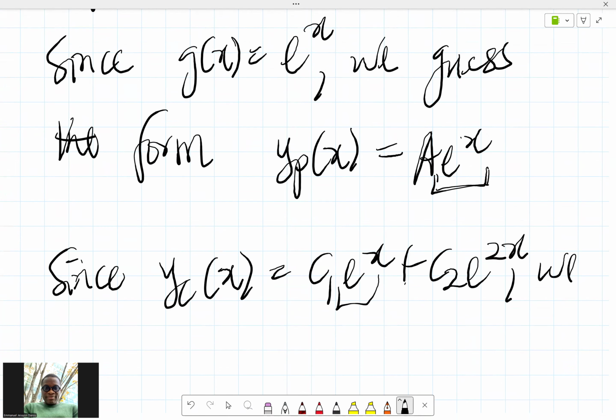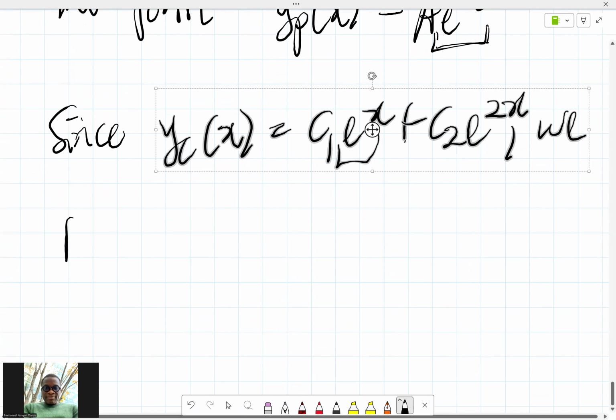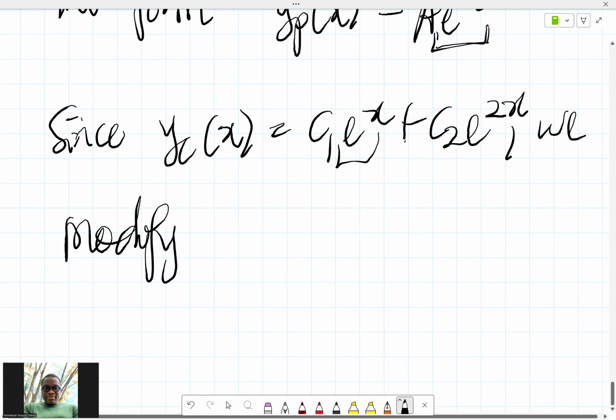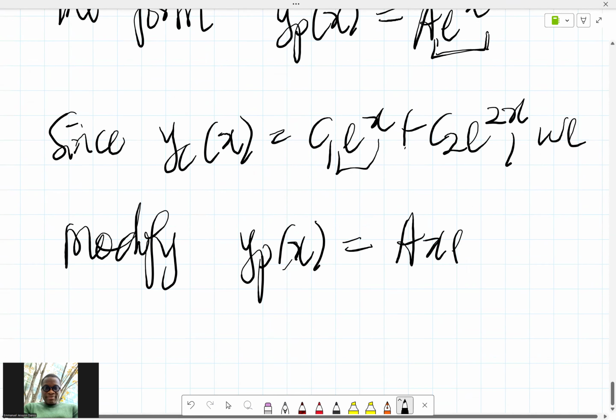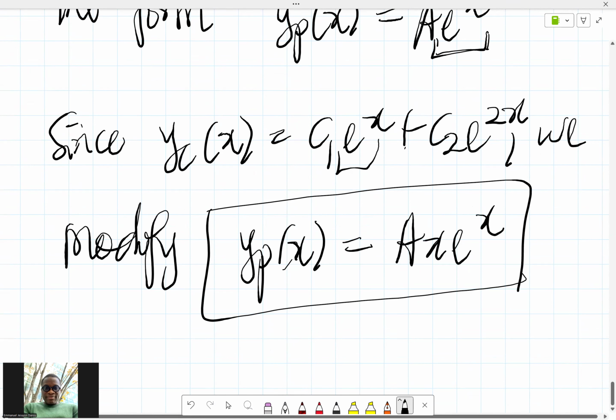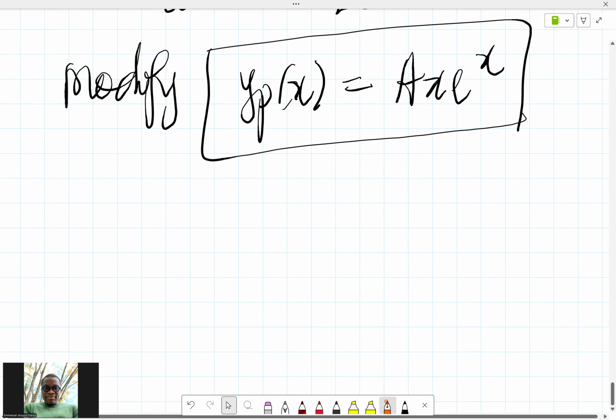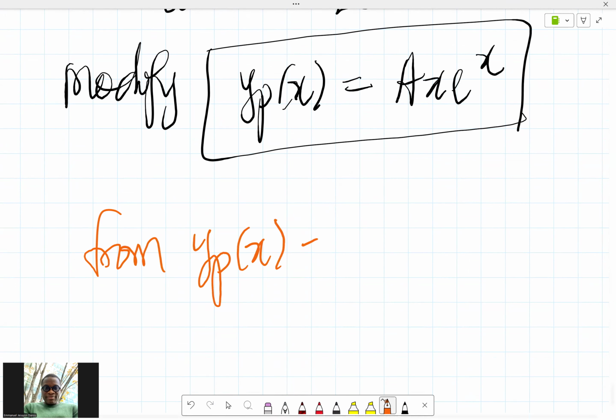So we modify yp of x: we multiply it by x, so you have A x e raised power x. This is a modification that we can use now to avoid repeating the same solution, because the solution would automatically be the same if you use that up there. So I can now say yp of x equals A x e raised power x.